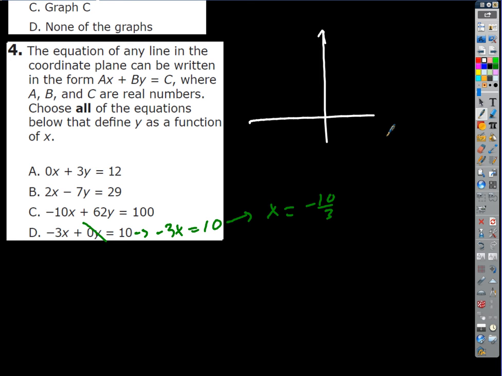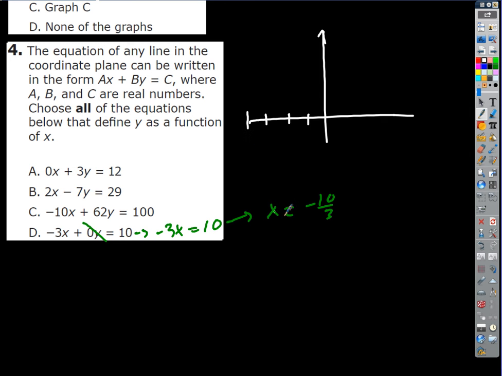X equals a constant. No, it's a straight line. Where is it though? About there. Okay, now think about this. If the x values are always the same, it doesn't even tell me what y is. This tells me that no matter what point I pick, the x coordinates are always going to be negative 10 thirds. Straight up and down. It's a vertical line, isn't it? Right?